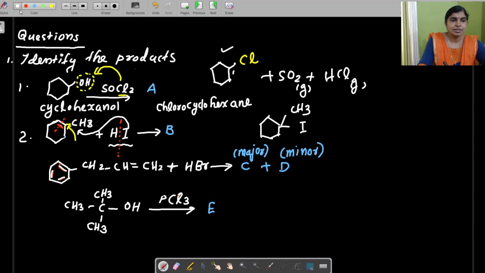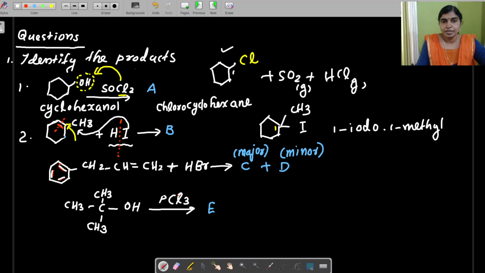So how will you name this? There are 2 substituents attached to the same carbon. That is the first carbon. You can take this as first carbon. And the 2 substituents are iodo and methyl group. So how will you name this? You have to consider their alphabetical order also. So that is 1-iodo-1-methyl. You have to add a hyphen here, cyclohexane. Okay, so that is the name of B. This is B, and this is A.